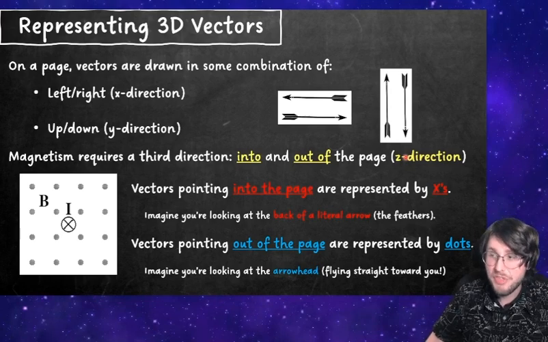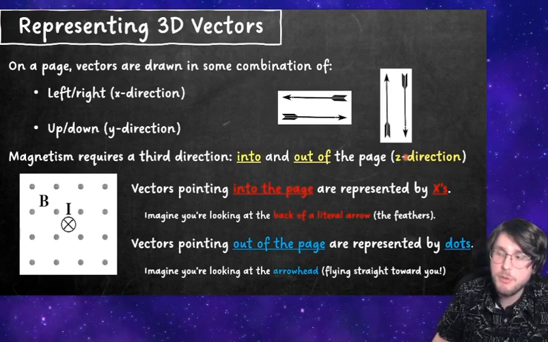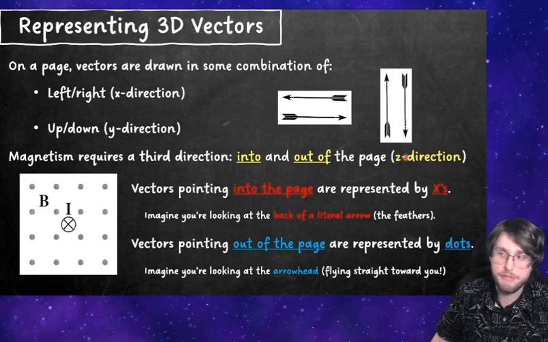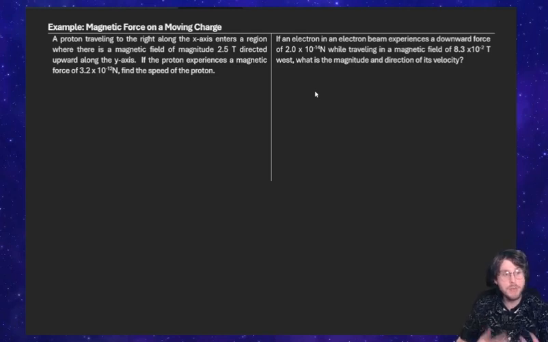So with that, we're going to get some practice with magnetic force, as well as a few more right-hand rule examples to be aware of. So let's get to it. Alrighty, so I've got two examples here, both involving magnetic force on a moving charge, one involving a proton and one involving an electron. So keep in mind that opposite charge is going to mean we have different hand rules to consider.